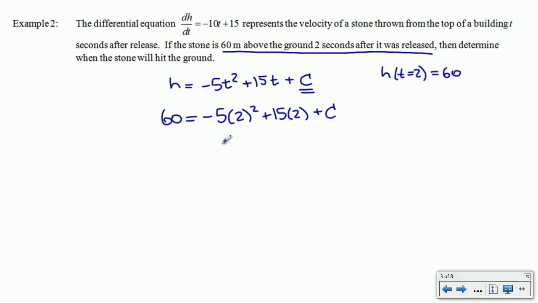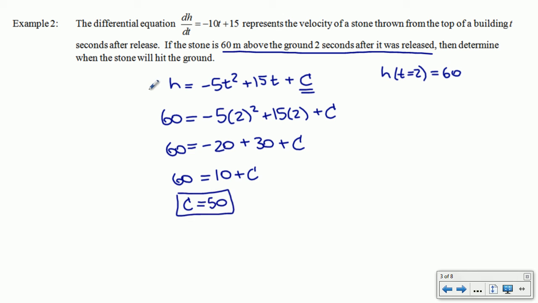And now we can figure out what c is because we only have one variable in this equation. So it'll be 60 equals minus 20 plus 30 plus c. Minus 20 and 30 combine to give 10 plus c. And finally, c is equal to 50. So that means in our expression here, c is 50.